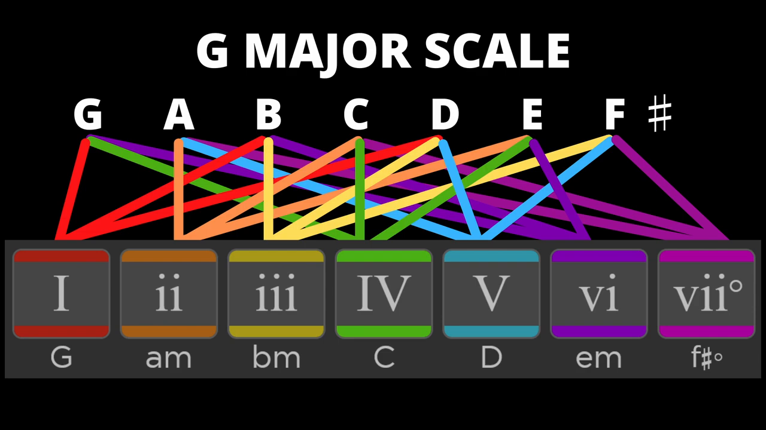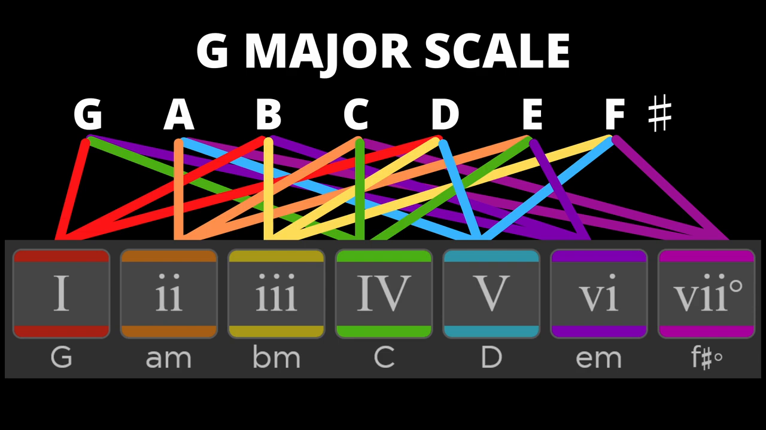This means that our 1 chord is G major, the 2 chord is A minor, 3 is B minor, 4 is C major, 5 is D major, 6 is E minor, and 7 is F sharp diminished. As you have seen, each chord is labelled with a Roman numeral. The uppercase Roman numerals indicate major chords, and the lowercase Roman numerals indicate minor chords.